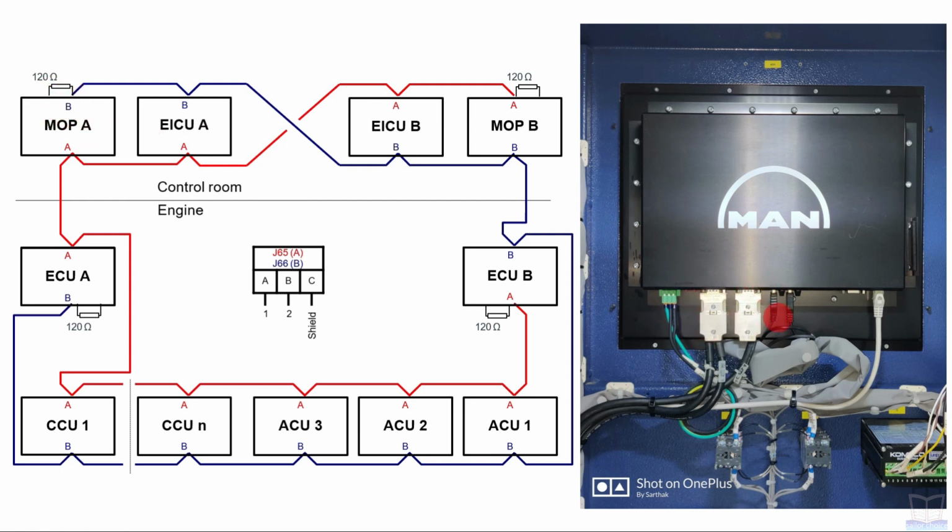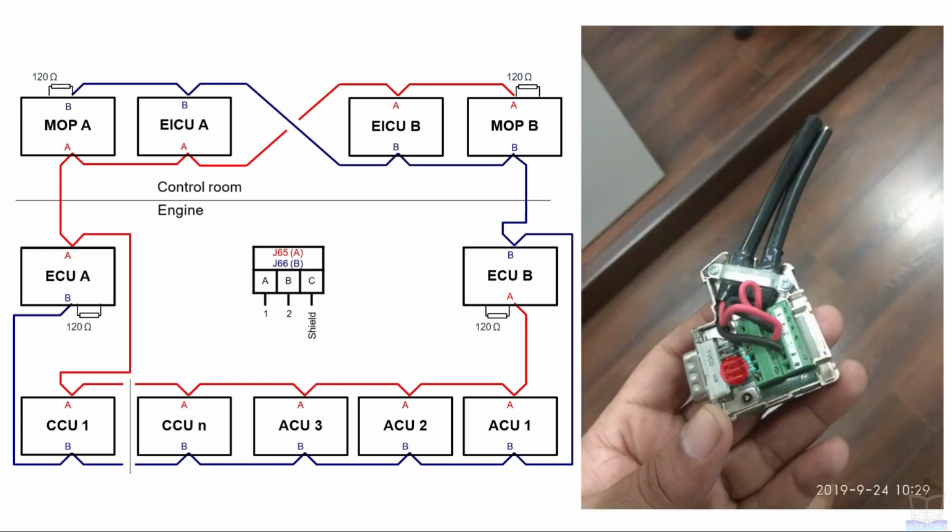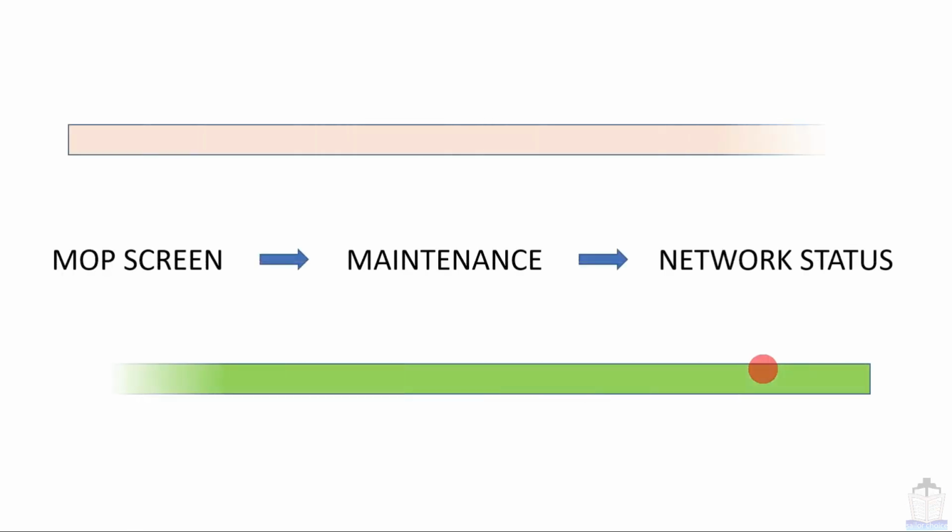So can you tell me where the 120 ohm resistance is fitted? The answer is that when we open this metallic cover of this plug, then you will find the termination resistance placed like this. Now let's move to another topic.